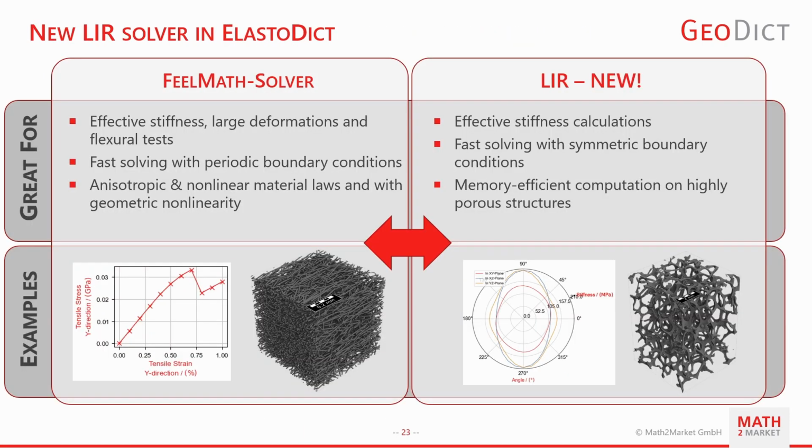As the next point, I want to mention that our fast and memory-efficient solver LIR is now also available in ElastoDict to compute effective stiffness and thermal expansion for linear constituent materials. This new solver is very effective and memory efficient for linear simulations with highly porous materials, especially with symmetric boundary conditions. For all other simulations, the fast and reliable FFT-Elasto solver is the best choice. This solver allows to do large deformation simulations with non-linear constituent materials, modeling, for example, plasticity, damage, and failure.